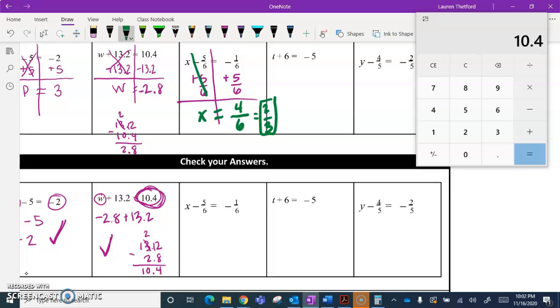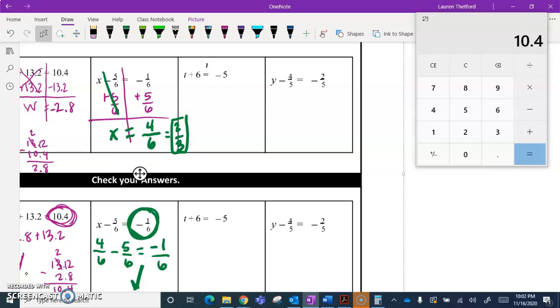So now when I plug it back in, I'm actually going to plug in my 4/6 just because that will allow me to keep my denominator the same as what all the other numbers are. So I have 4/6 minus 5/6. We keep our denominator and we get -1 because 4 minus 5 is -1. So we know that we got that correct because when I subtracted these, I got the answer that it said it should equal.